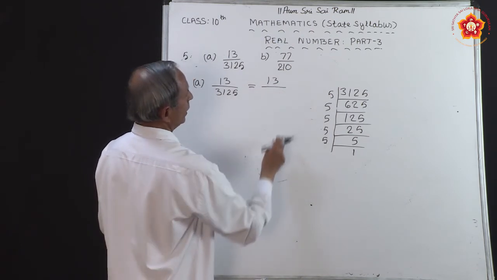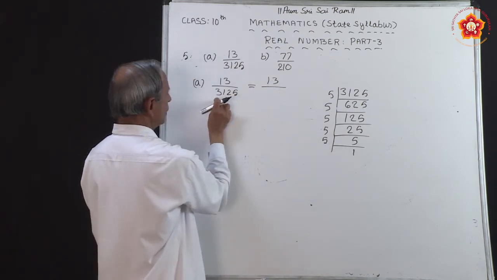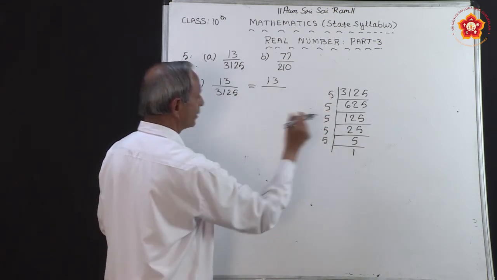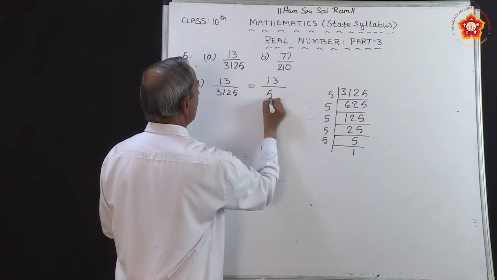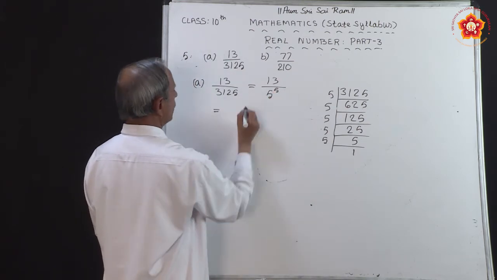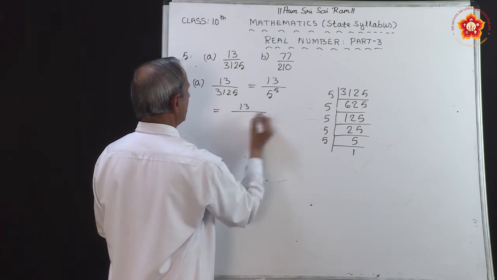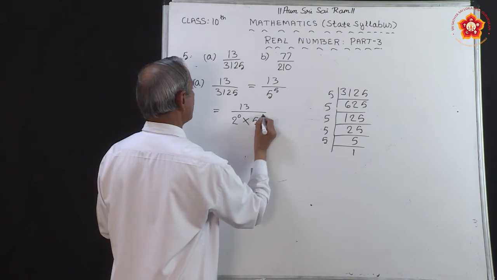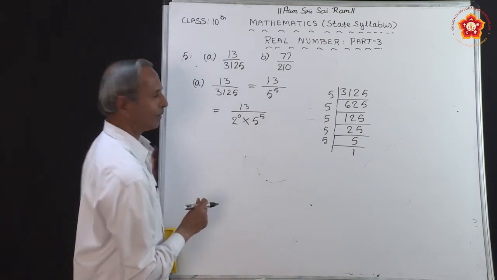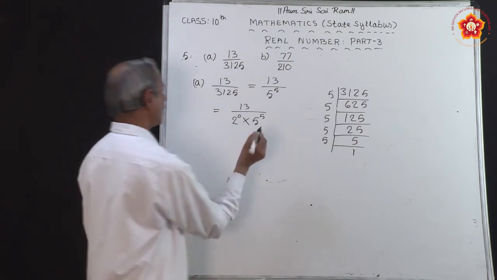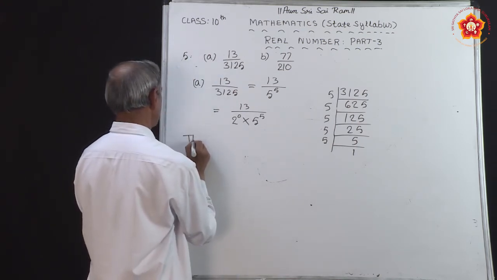Now here the factors of 3125 are 5, 1, 2, 3, 4, 5 times. You can write it as 5 to the power of 5. Now it can also be written as 13 upon 2 to the power of 0 into 5 to the power of 5. The value does not change, because 2 to the power of 0 is 1.